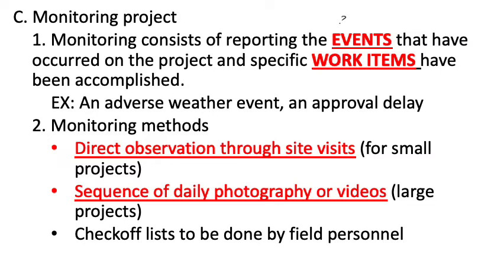All right, so how do you monitor a project? There are different methods here. For small projects, we can do direct observation by making a few visits. You go to the field and do observations and some measurements to see what items are completed, and just by being at the field you can know what events happened on the project.